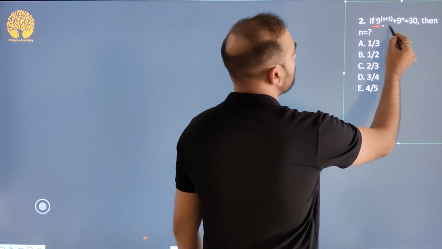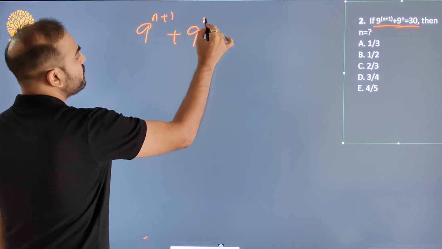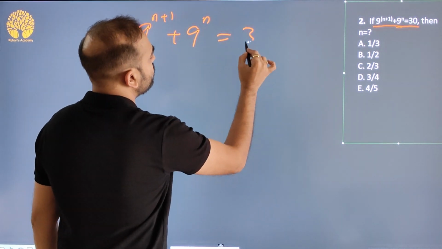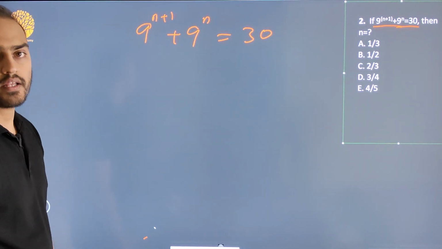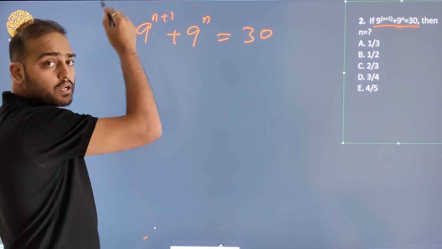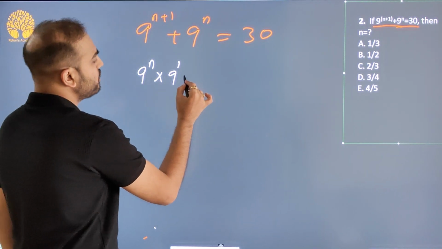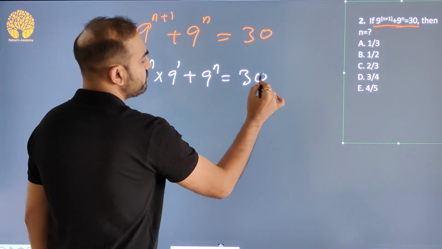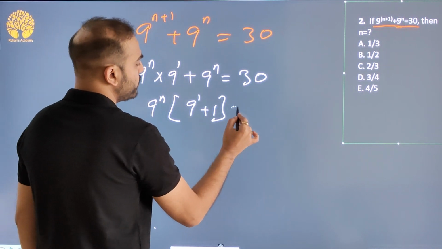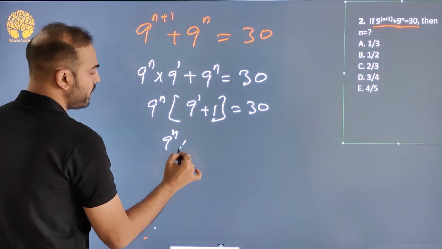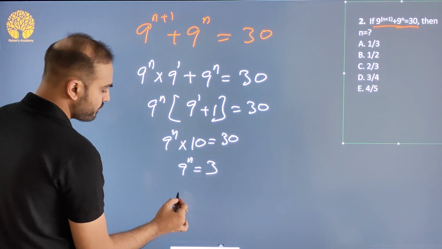Moving on to the next one, we have 9 power n plus 1 plus 9 to the power n is equal to 30. Same thing that we did in the previous question. 9 power n times 9 power 1 plus 9 power n is 30. I can take 9 power n common. That's 9 power 1 plus 1 is 30. 9 power n times 10 is 30. 9 power n is 3.